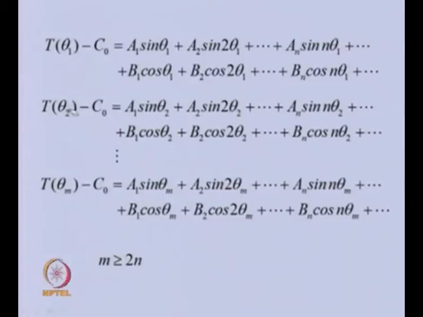Similarly, I can write the same equation for theta 2. Here also you can see all theta will be replaced by theta 2, and all these constants will remain the same, they will not change with the angle. Then for theta m, we can write, here theta will be replaced by theta m. I am saying that m is greater than 2n, because in this particular case we are truncating this Fourier series after nth terms. So, all the higher order terms I am neglecting.